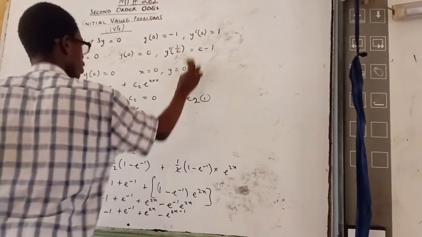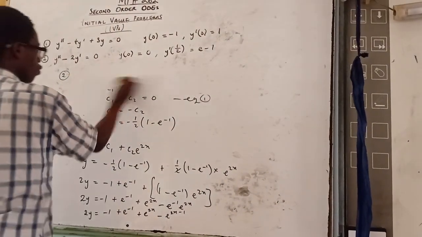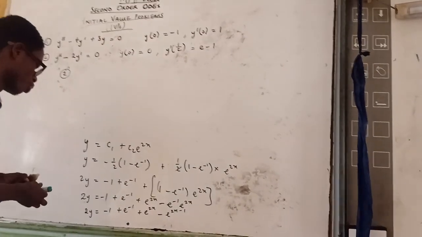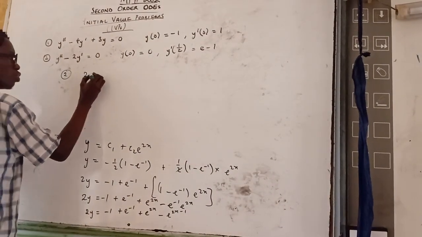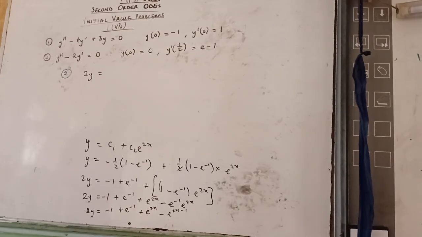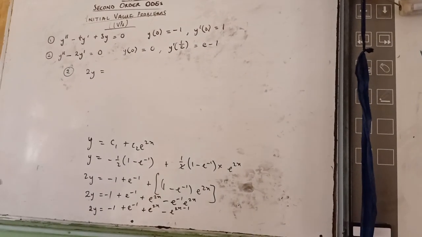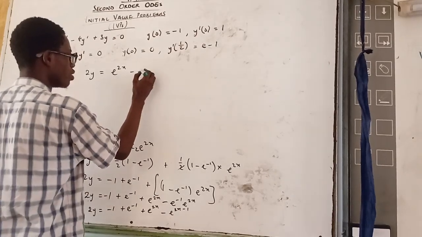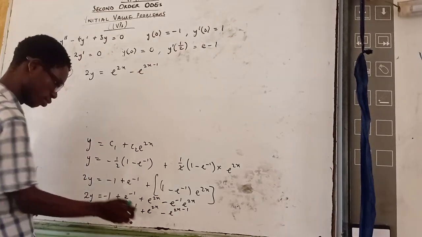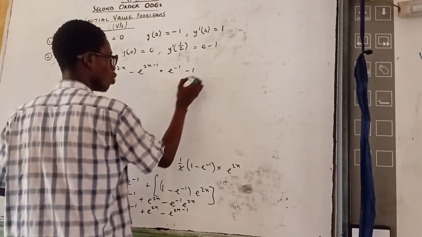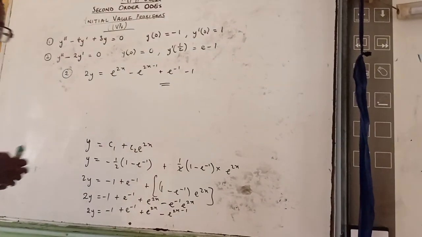So the final solution for number 2 is going to become 2y equals, can I factorize anything here? No. So we are going to have something like e raised to power 2x minus e raised to power 2x minus 1 plus e raised to power minus 1 minus 1. And that's the solution to our ODE.